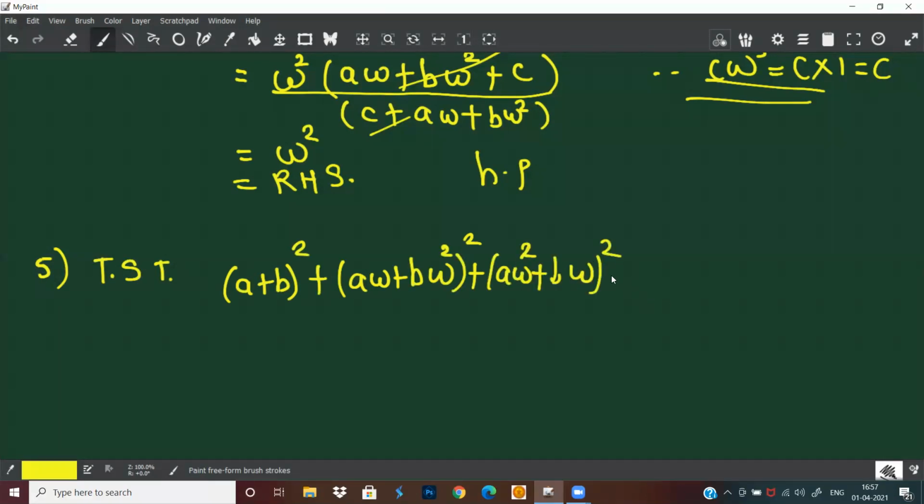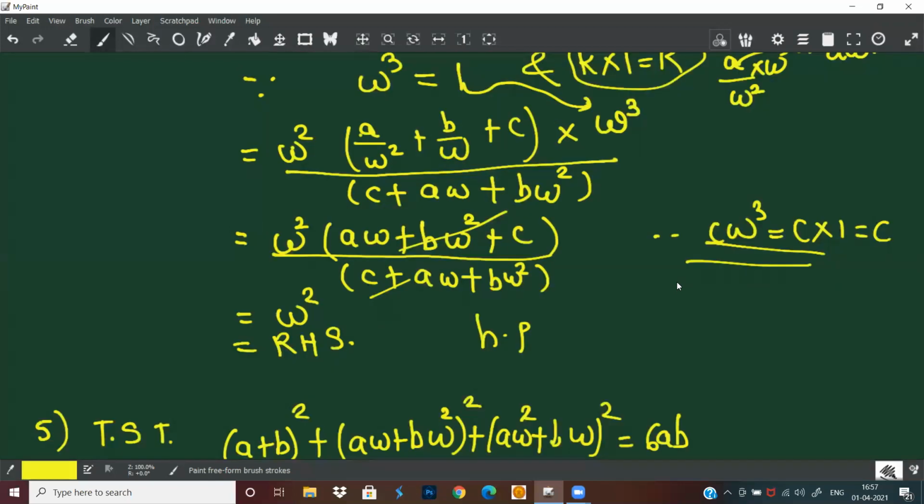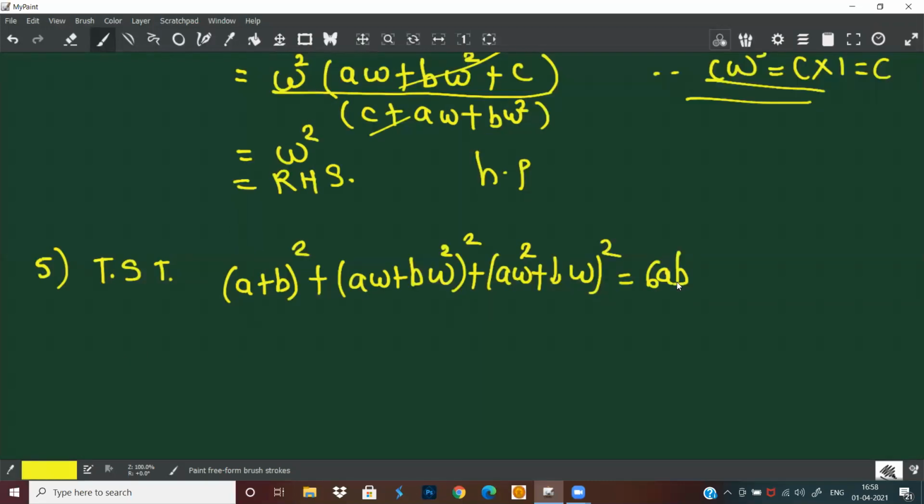Square ही है. Scroll a little up. Yes. Is it enough, Shravani, or you want a little more? Done. Okay. Try this. A plus B the whole square plus A omega plus B omega square the whole square plus A omega square plus B omega the whole square is 6AB.